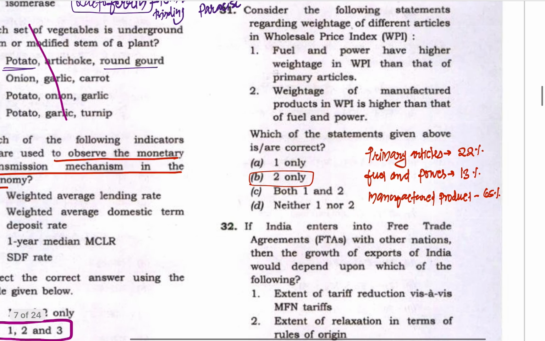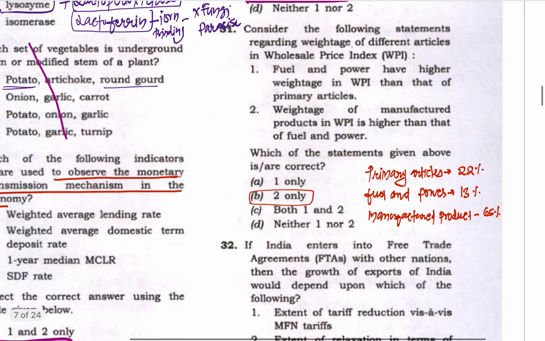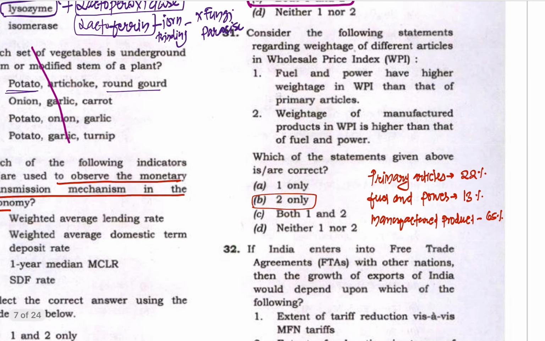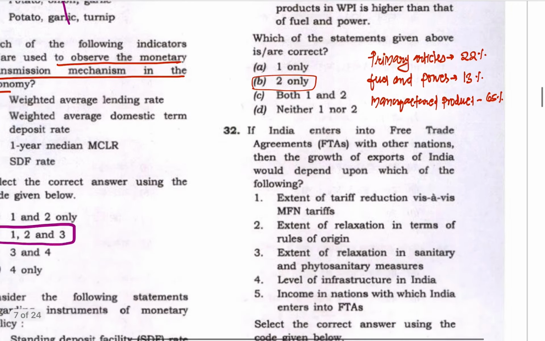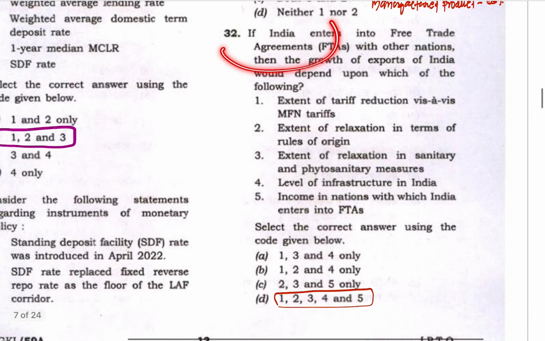Now the wholesale price index, basically the wholesale price index has 3 types of commodities: primary articles, fuel and power, and manufactured products. So primary articles have a 22% weightage, fuel and power has 13% weightage, manufactured products have 65% weightage. So by this logic, the first statement becomes incorrect, the second statement becomes correct, because the weightage of manufactured products in WPI is higher.